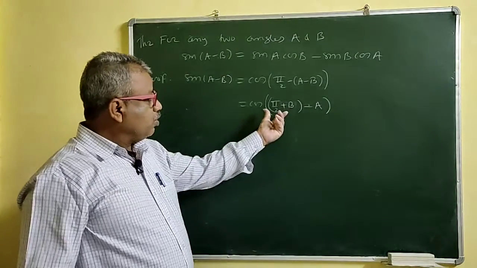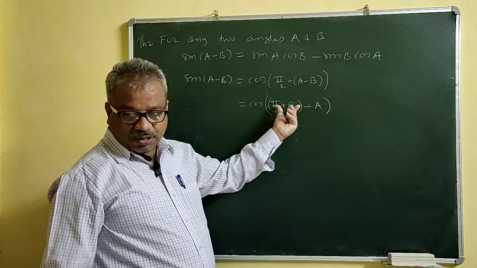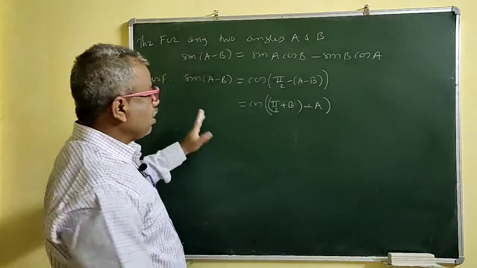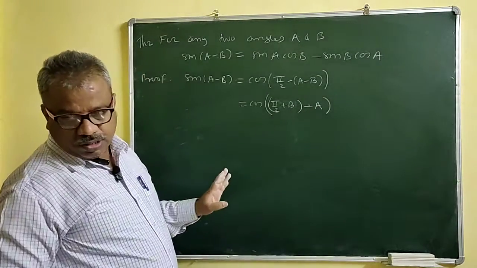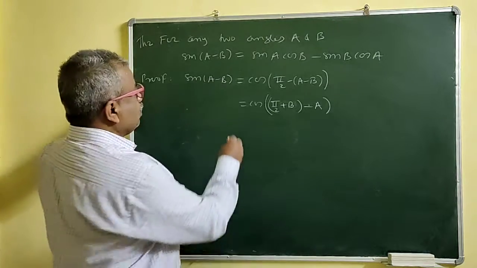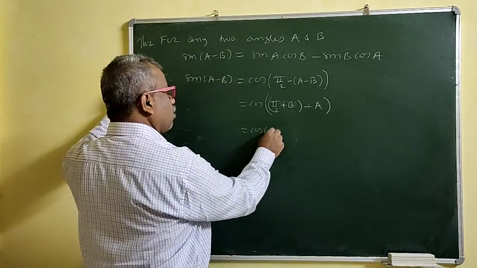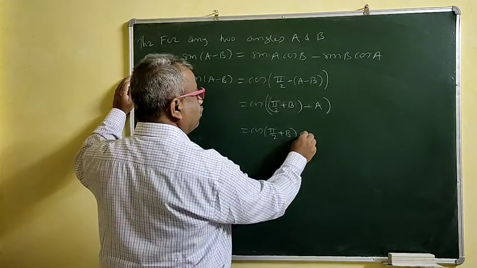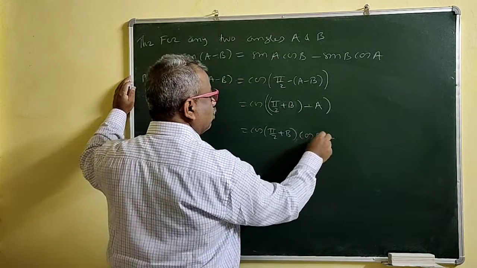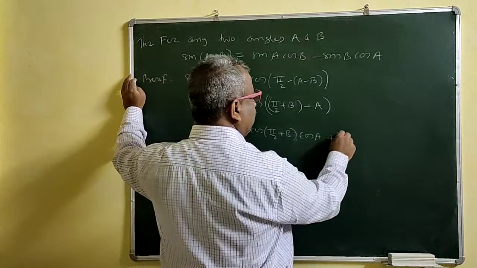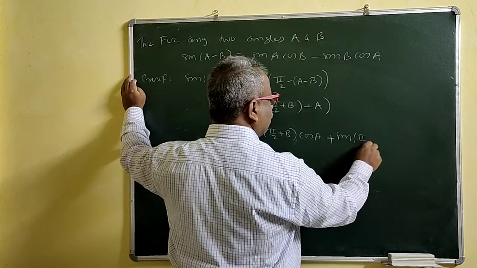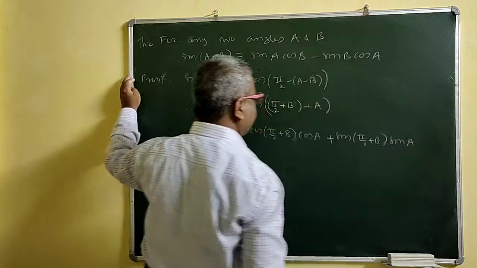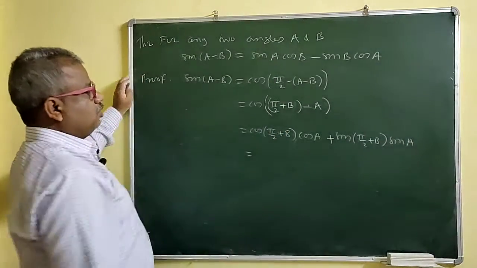Now your A is pi by 2 plus B, and your B is A. We'll apply the formula. We have to take the cos of both, then plus the sin of both. So cos of pi by 2 plus B, cos of A, plus sin of pi by 2 plus B and sin of A.